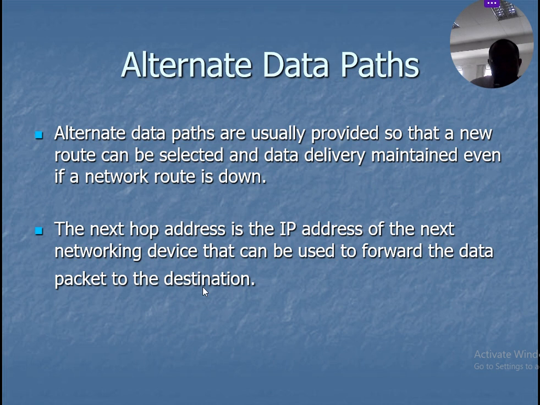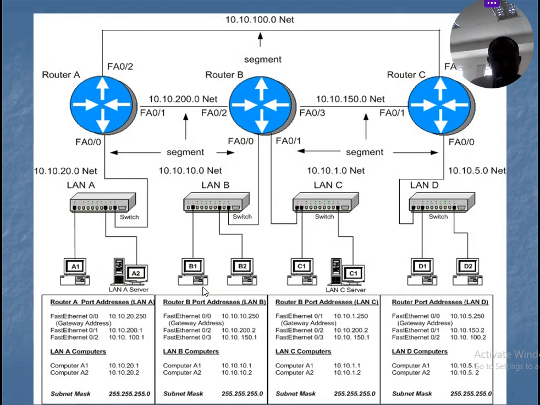Now the next hop address is the IP address of the next networking device that can be used to forward the data packets to the destination. The next hop is the IP address of the next router, not the original router, the other router where the data packet is going. So the IP address of that router is called the next hop IP address.